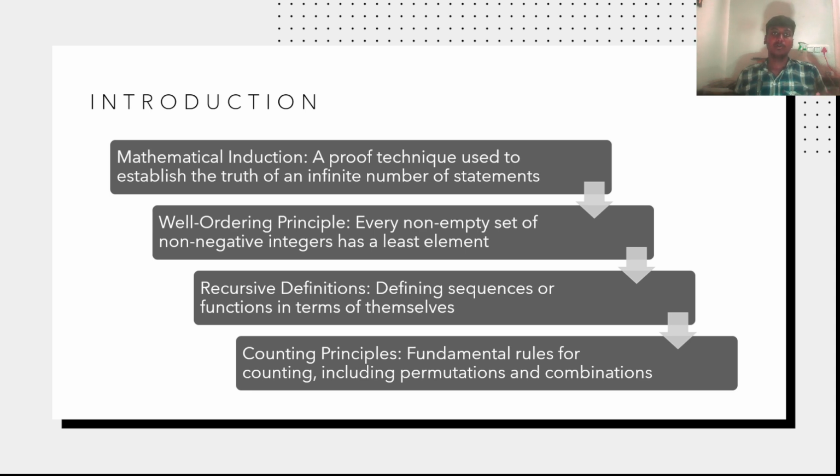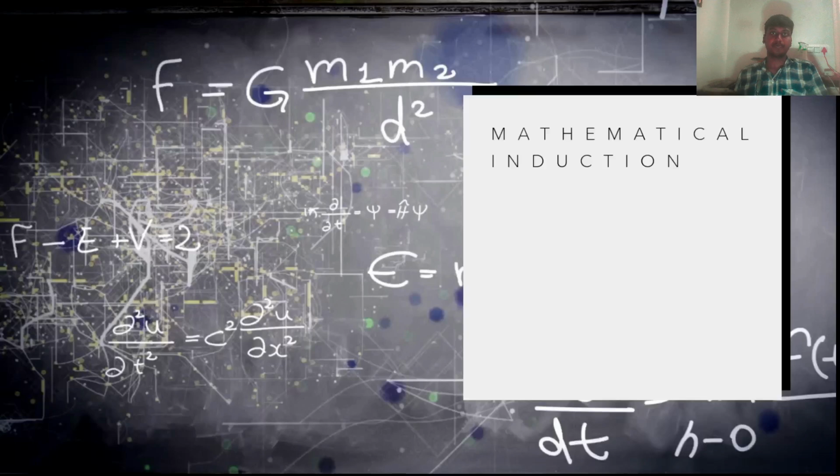Well ordering principle: every non-empty set of non-negative integers has a least element. Recursion definition: defining a sequence or function in terms of themselves. Counting principle: fundamental rules for counting, including permutation and combination. So let's start with mathematical induction.